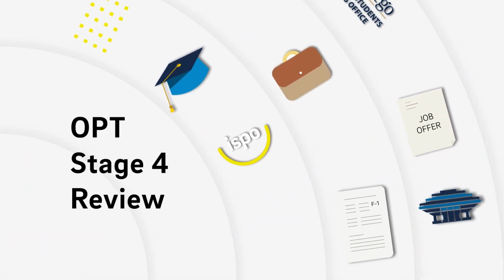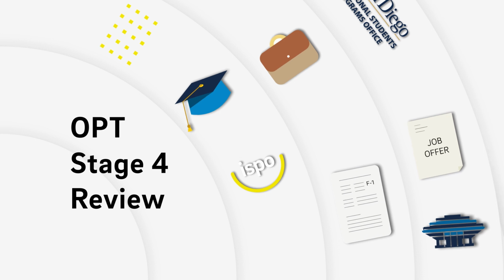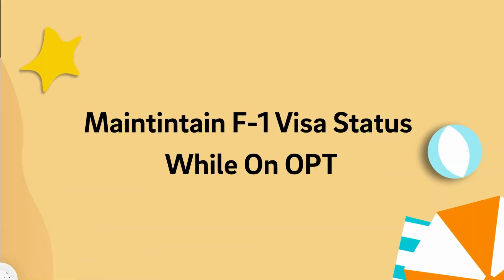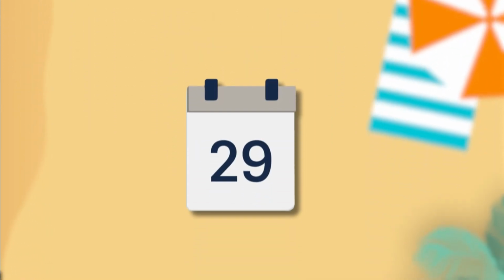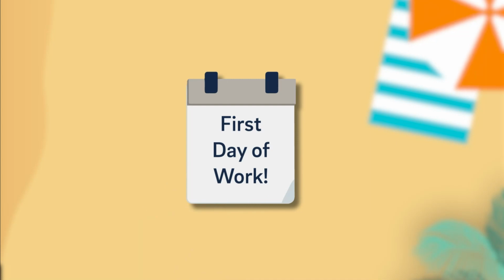Congratulations! You are in the final stage of OPT, which is stage 4. You are approved for OPT, so now you need to know how to maintain your F-1 visa status while on OPT. The first step is to begin employment. As a reminder, all work while on OPT should be related to your major field of study.